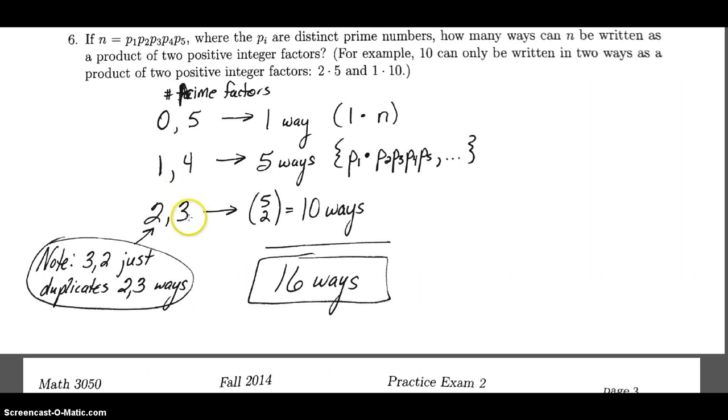Notice that 3 and 2 would just be the same as this, 4 and 1, and 5 and 0, so we're not double counting that. And there's only one way to put all 5 in one group.